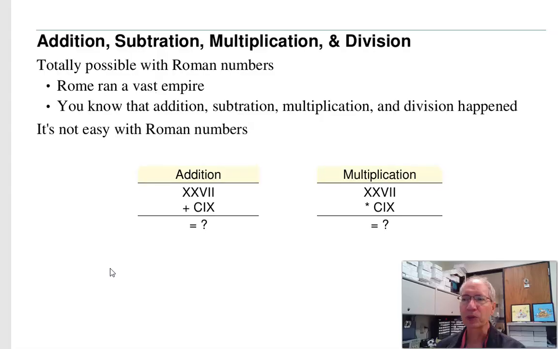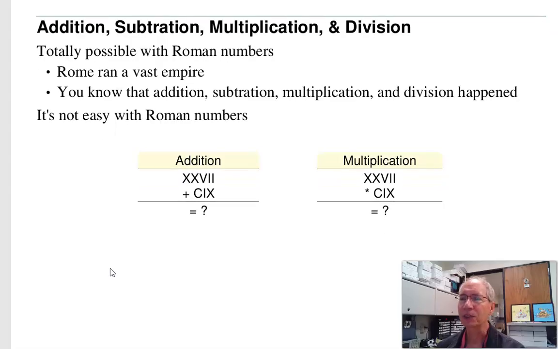Problem with Roman numerals. Addition is difficult. For example, add these two numbers together using Roman numerals. Not easy. Multiplication is difficult. Now multiply these two numbers together.